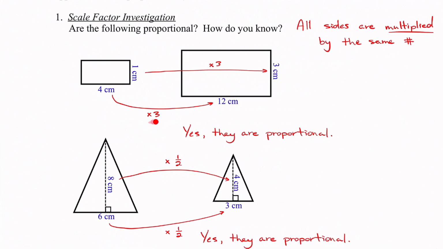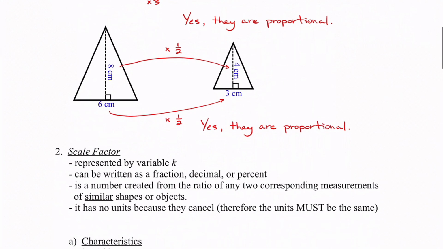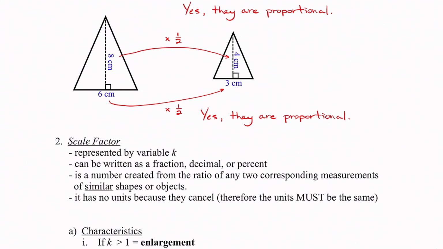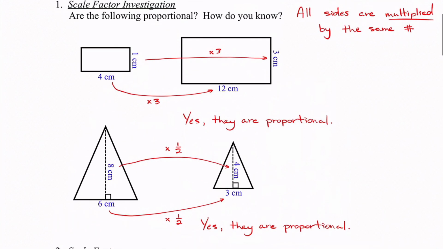So the value that we actually got here, this 3 and this half, that's going to lead into our next thing. That number that we found is called the scale factor. It's represented by a variable, and we use the letter k. So in this case, our k for this one is a half, and then our k for this other one here is a 3. So I'm just going to write that for these ones. This one, k was equal to 3, and with this other one, k was equal to a half. Or you could also write it as a decimal. You could say it's 0.5.